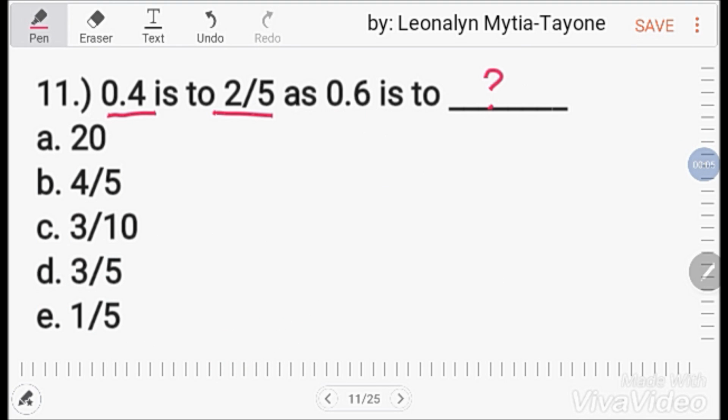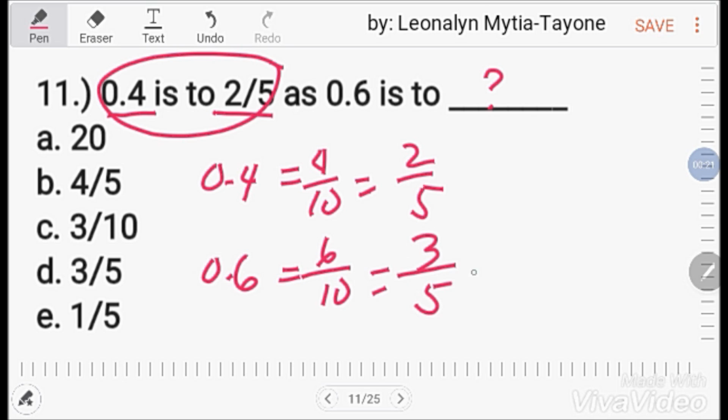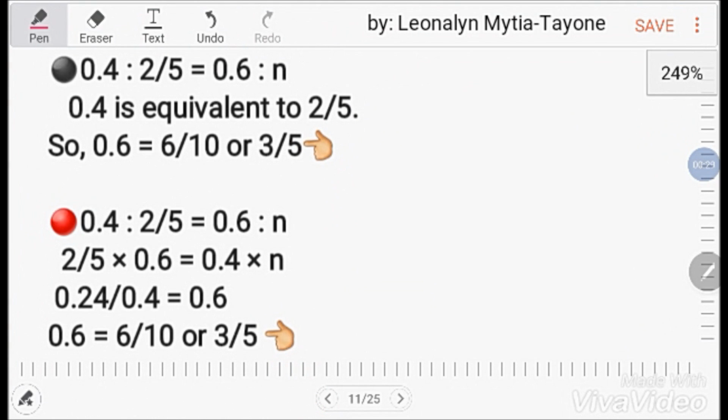0.6 is to what? Isipin mo ano yung 0.4 na yan. Yung 0.4 na yan, equivalent ng 4 over 10 or 2 over 5. So, ibig sabihin, pareho lang yan siya. So, ang gagawin mo sa 0.6 na yan, 6 over 10 or 3 over 5. So, ang sagot ay 3 over 5. Nandyan sa choices. At ito naman yung pinakadetalyeng solusyon naman.